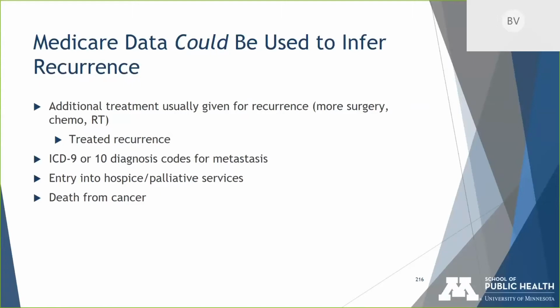They may have more surgery, chemotherapy, radiotherapy. However, I would make sure that you call this treated recurrence, because not everyone who is diagnosed with a recurrence will receive treatment. There are also ICD-9 or 10 diagnosis codes for metastasis, and we'll talk a little bit about how those line up. You could also possibly use entry into hospice as evidence of recurrence, or even if you can use the cancer-specific mortality, you can say they died from their cancer, we can infer that they probably recurred.